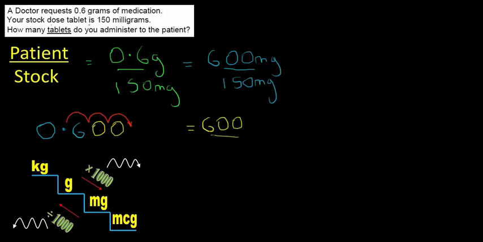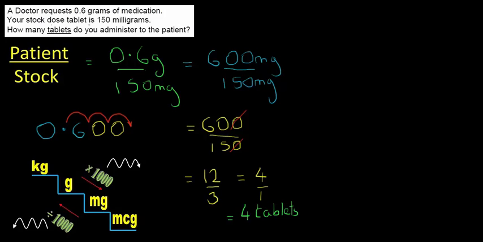This one's perhaps not so obvious. 600 over 150, well, both values do end in 0, so I'll just cancel those out. I've divided by 10, and then I notice that 5 goes into both. Well, 5 goes into 60 12 times, and 5 goes into 15 3 times. And finally we can see that 3 goes into both top and bottom. 3 to 12 is 4, 3 to 3 is 1. So our final answer is 4 tablets.